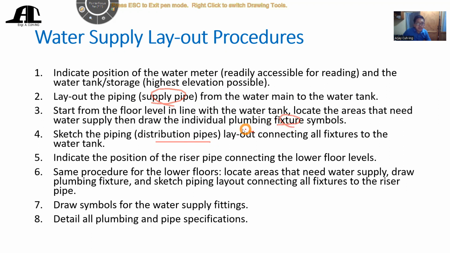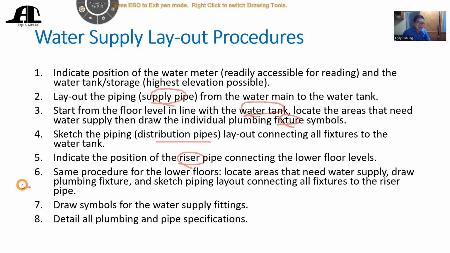Okay? So we start class from the floor level in line with our water tank. Tapos we go downward. Okay? So technically class, again, yung ka-level muna ng water tank, locate natin class yung mga fixtures. Okay? After locating the fixtures, class, connect the dots from the water tank going class to the fixtures. Okay? So again, class, ang galawan from the water tank, pababa tayo. Okay? So indicate natin class yung position ng riser papunta dun sa lower floors. Tapos we do the same procedure. Identify class the water supply areas. Identify the fixtures within those areas. Tapos we connect the dots.